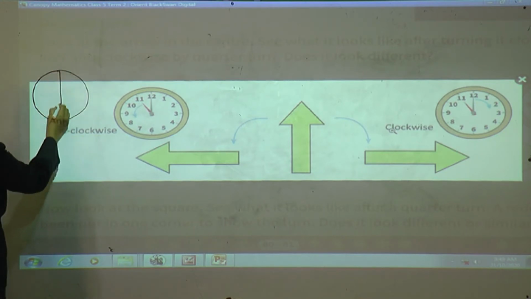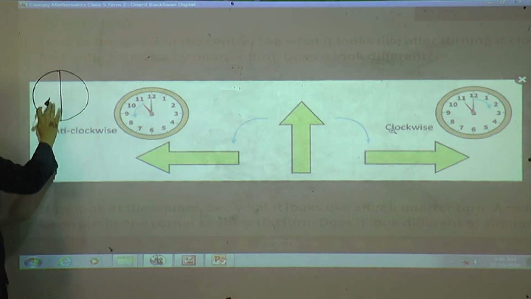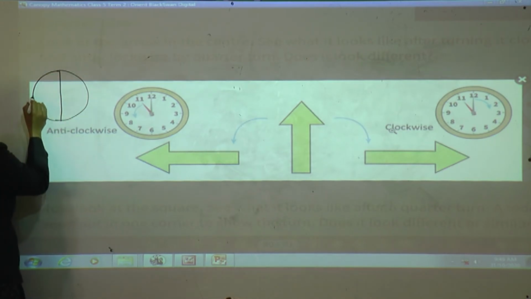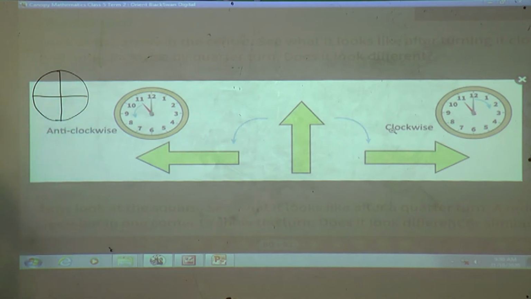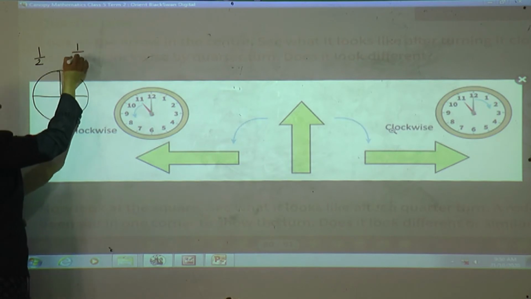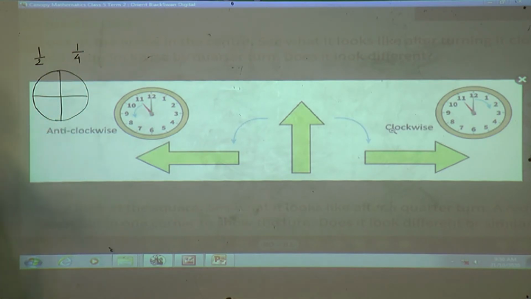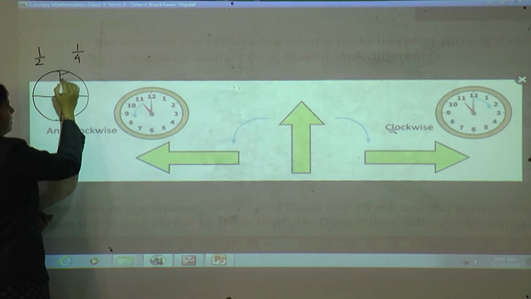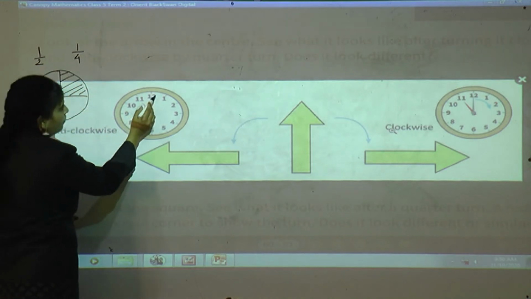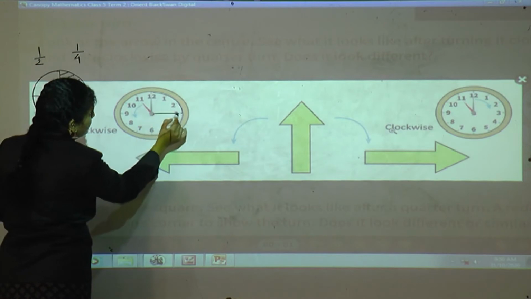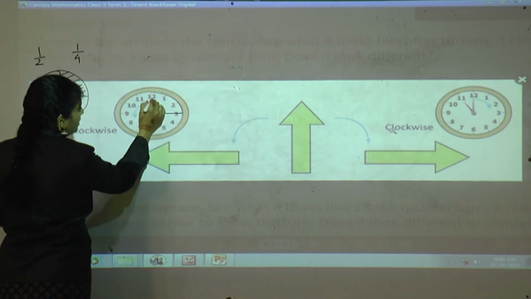Now this line divides the circle into two equal parts. Even this horizontal line also divides the circle into two equal parts. Now tell me, these half parts, can I write 1 upon 2, isn't it? Now this part means 1/4 and we can call it a quarter of a circle. That means quarter turn means this part. Here from 12 to 3, this is a quarter turn of this hand.